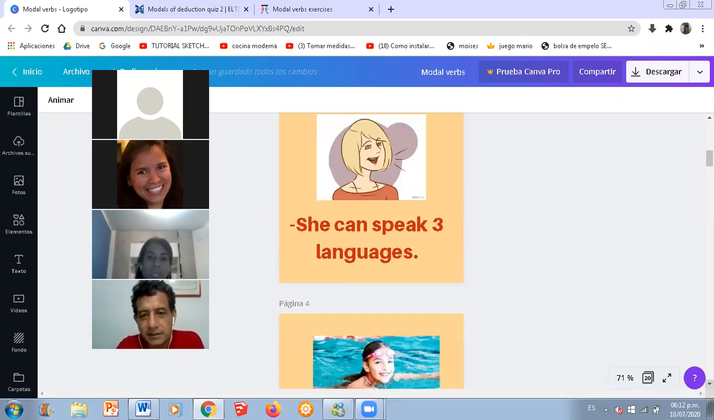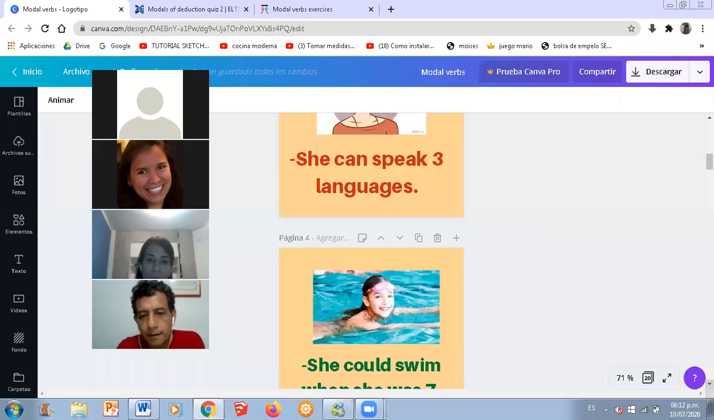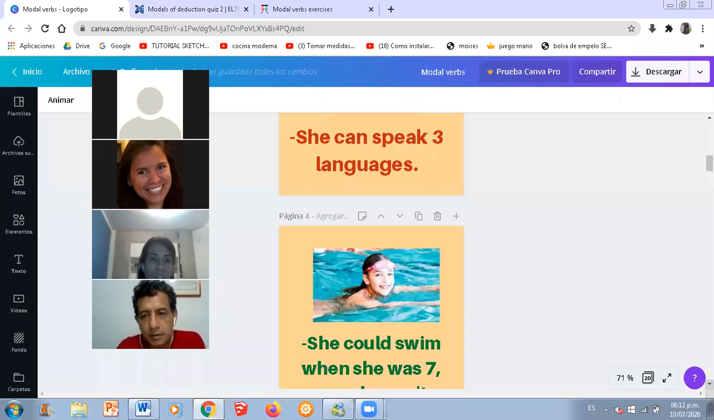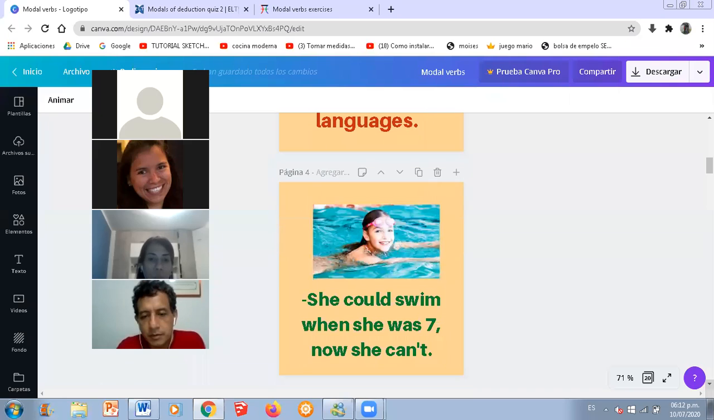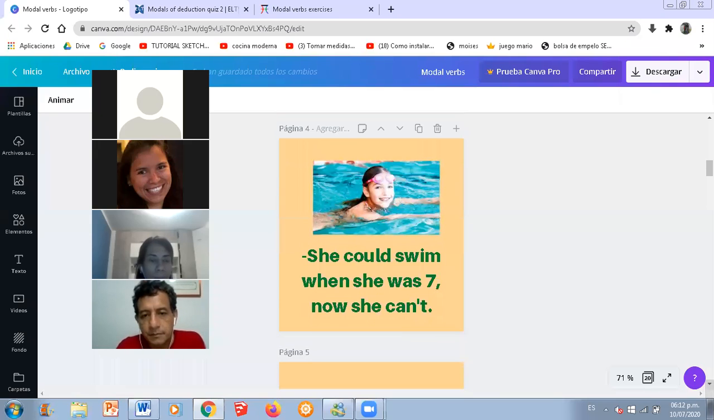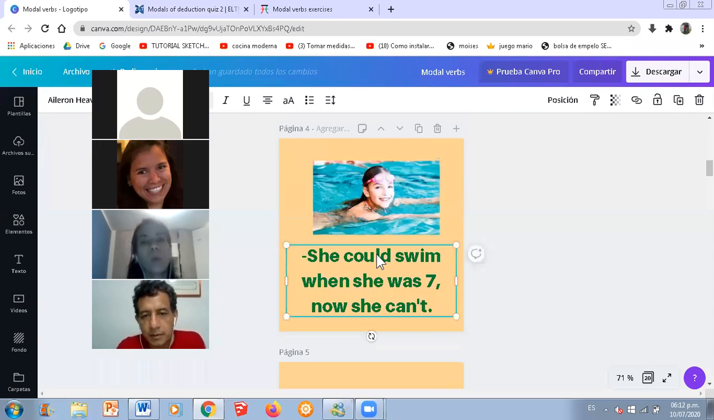Now, if you want to say that you could do something in the past, but now in present, you cannot, the past of this modal verb is could. And you see that the L is mute. Could. She could swim when she was 7. Now she can't. She could swim when she was 7.